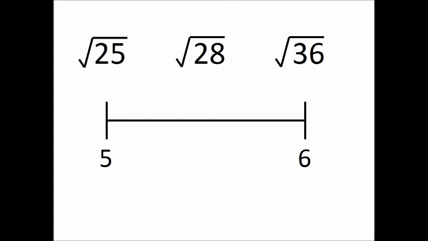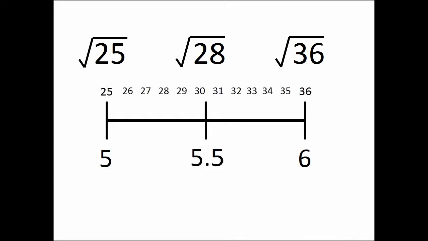So we're going to have to number all those numbers in between. So 25, 26, 27, 28, 29, 30, 31, 32, 33, 34, 35, 36. All the numbers in between there. And we put a halfway point. So halfway is going to be right between 30 and 31. So it's actually like 30.5, I think.